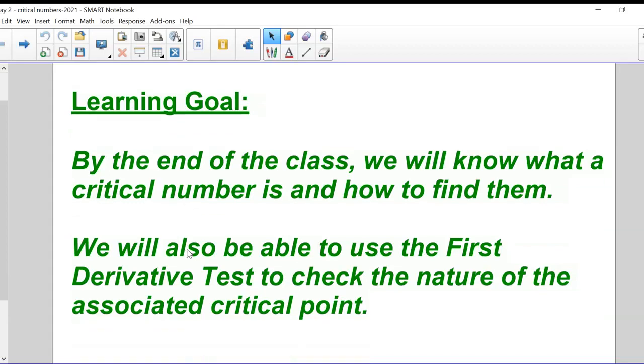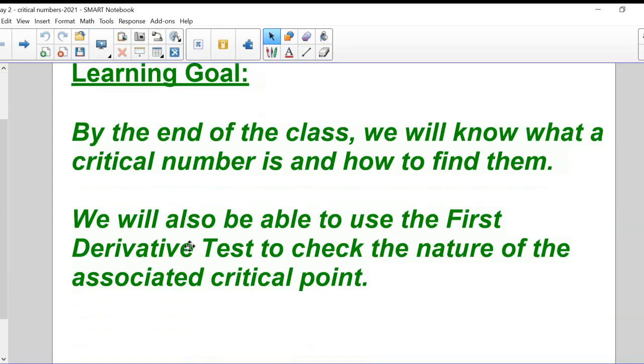So what's the goal today? By the end of this class, you're going to know what a critical number is. There are critical numbers and there are critical points. We'll make a distinction between those two. I'm going to be able to use the first derivative test to check the nature of the associated critical point. All right, so there's something called a first derivative test. I want to learn what that is.